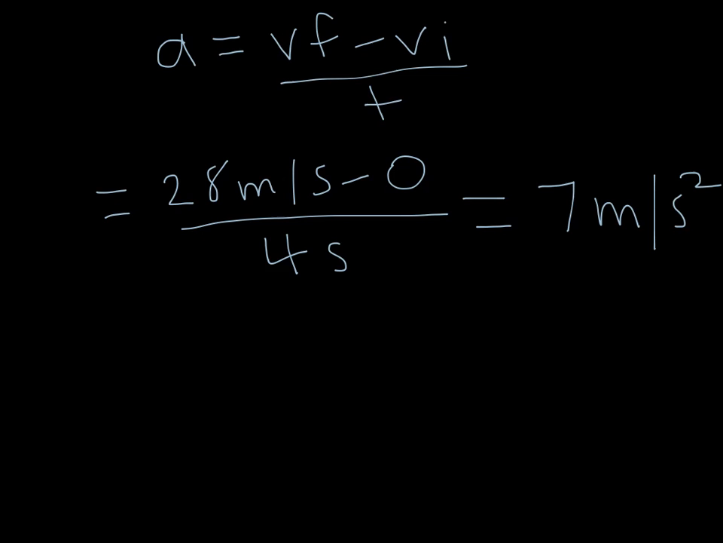Okay, so the second part of the problem asks how far the car travels in 4 seconds. And for this, we need to use the equation distance equals initial velocity times time plus acceleration times time squared over 2.